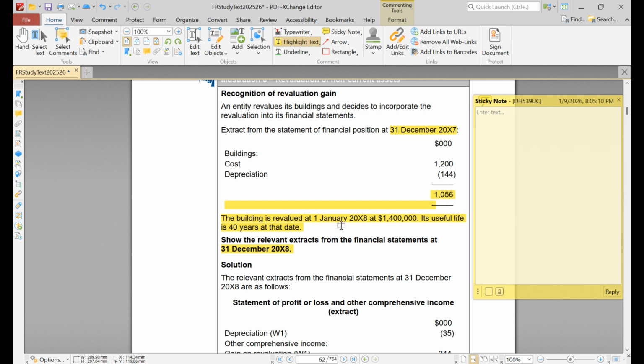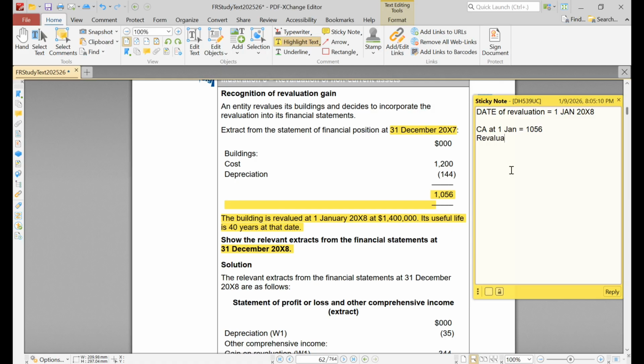Now, the date of revaluation is 1st Jan 20x8. Let's find the carrying amount of the asset at that date. They've already given that the carrying amount at 31st December 20x7, or let's say at 1st Jan, is 1056.